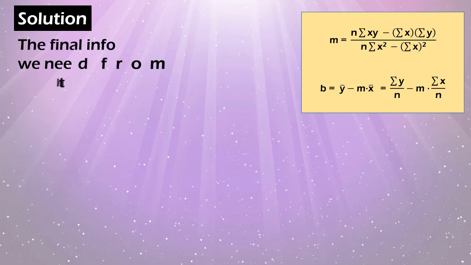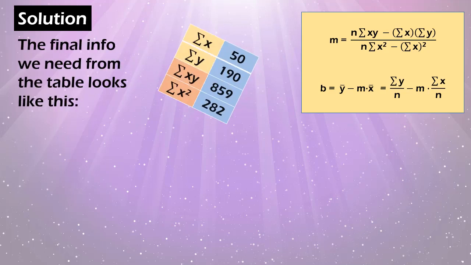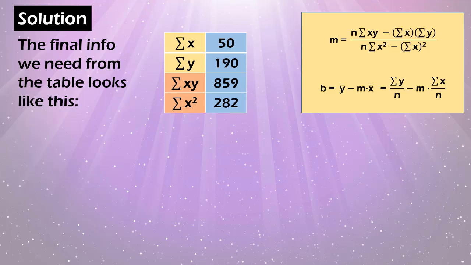So let's go ahead and put the information we need in a place that we can see it. The final info from the table looks like this. We now know that the sum of the x's, sigma of x, is 50. The sum of the y's, sigma y, is 190. Sigma xy is 859. And sigma of x squared is 282. Remember, when we found those sums, sigma means sum, so sigma x means the sum of the x's, which was the value for the first row, 50.